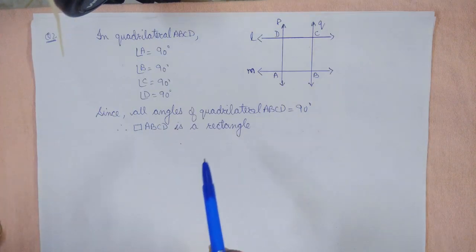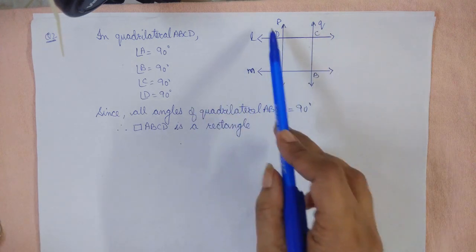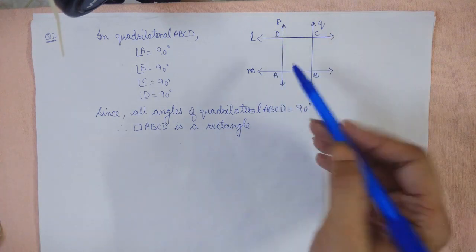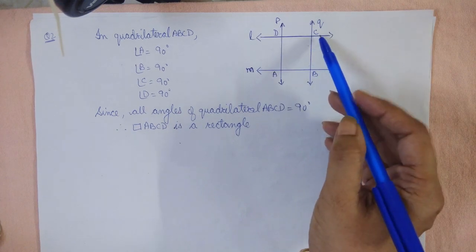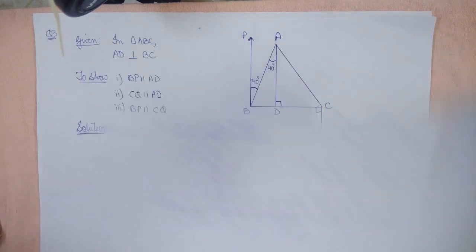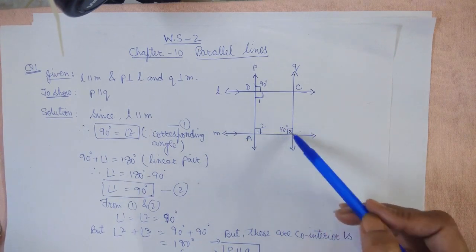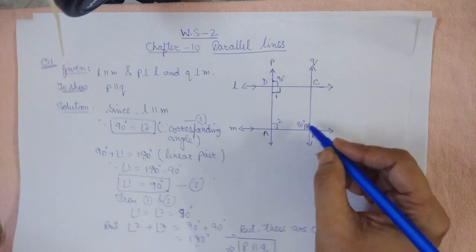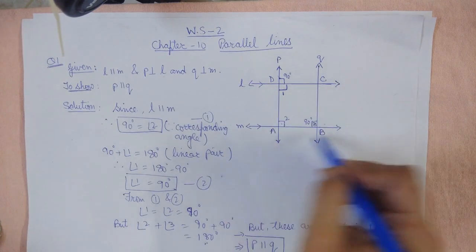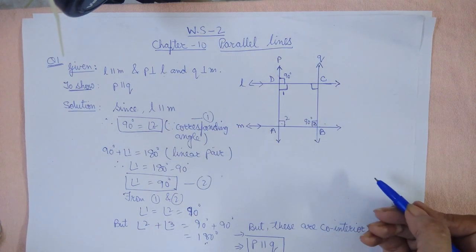In question 2, it is given that in quadrilateral ABCD, they have used the same figure of question 1. In quadrilateral ABCD, all these angles, if we see from example 1, we have taken that these angles are of 90 degree. Now if this angle is 90 degree, and since we have that lines L and M are parallel to each other, then this will also be 90 degree, isn't it?